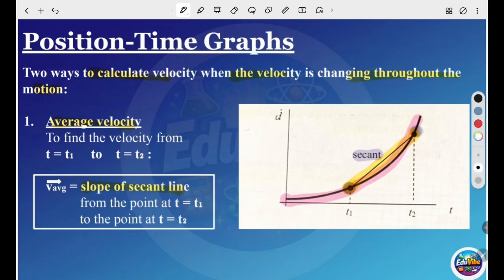Like in this graph, this point is t1 and this point is t2. So from t1 to t2 we get the secant, and from the slope of the secant line we get the average velocity too. From the point t equals t1 to the point t equals t2, which is this, we get the average velocity, and we find it when we have those two points. We will see examples for this later on.